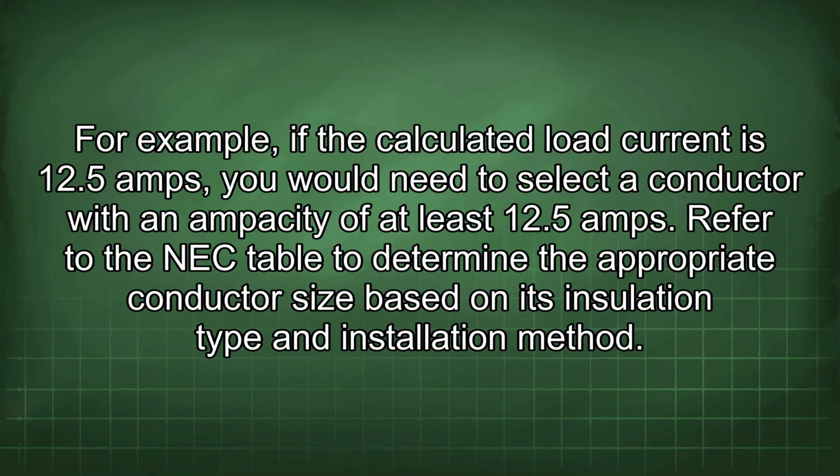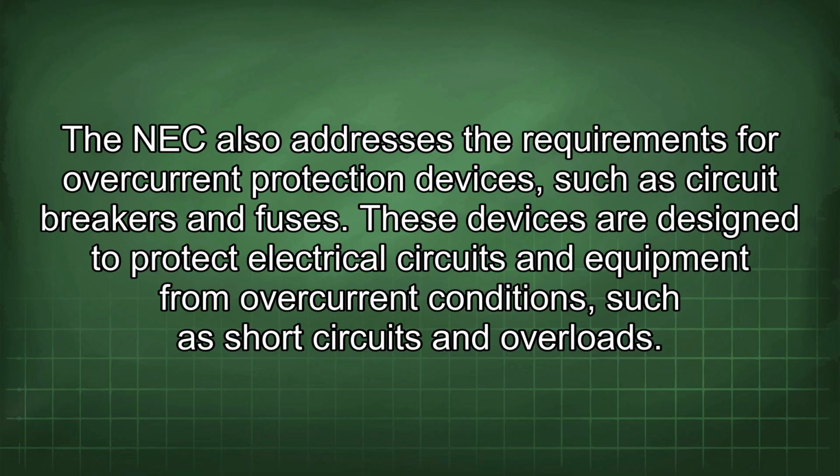For example, if the calculated load current is 12.5 amps, you would need to select a conductor with an ampacity of at least 12.5 amps. Refer to the NEC table to determine the appropriate conductor size based on its insulation type and installation method. The NEC also addresses the requirements for overcurrent protection devices, such as circuit breakers and fuses. These devices are designed to protect electrical circuits and equipment from overcurrent conditions such as short circuits and overloads.